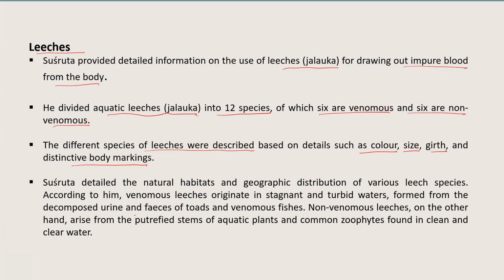According to him, venomous leech originate in stagnant and turbid water formed from the decomposed urine and feces of toads and venomous fishes. Non-venomous leech, on the other hand, arise from the putrefied steams of aquatic plants and common zoophytes found in clean and clear water.